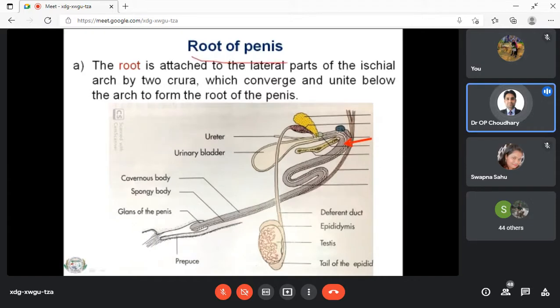So the root of the penis is attached to the lateral part of the ischial arch. On either side, it is attached to the ischial arch by two crura, which converge and unite below the anus to form the root of the penis. So this small portion of the penis is called as root of the penis, and it is attached to the lateral part of the ischial arch. It is present in the pelvic bone by the two crura.